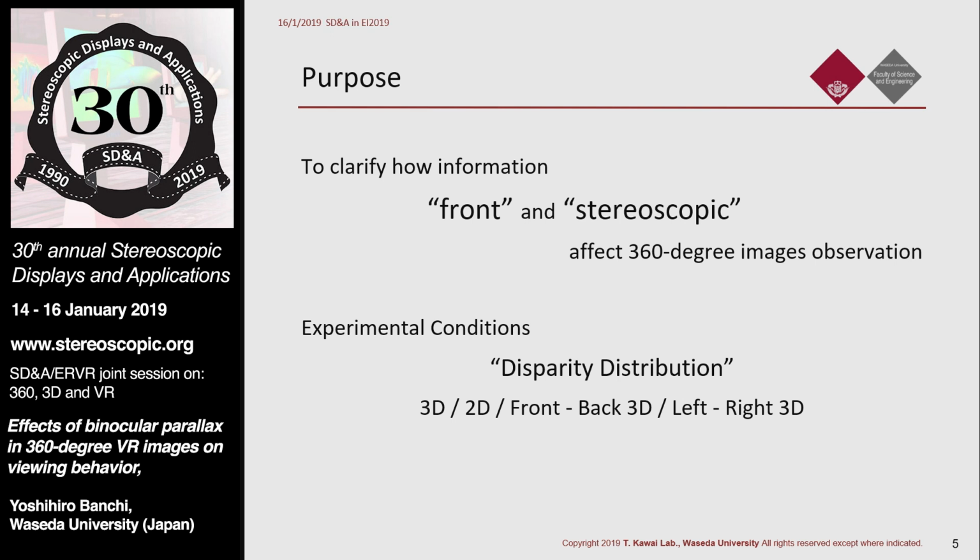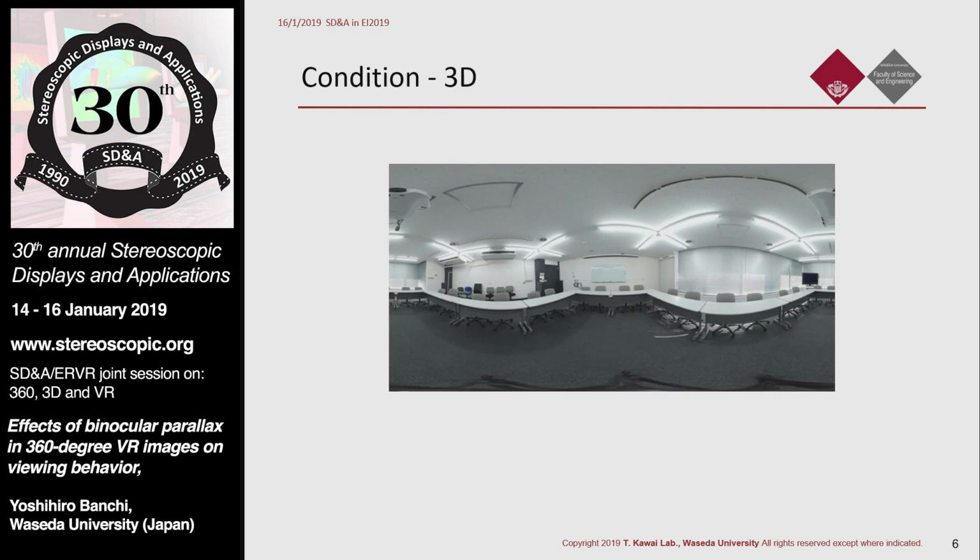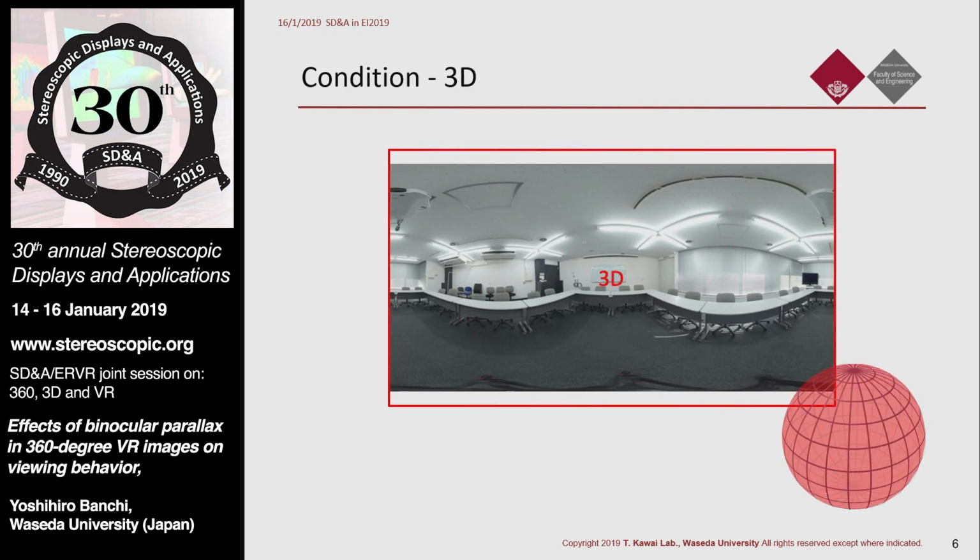Next, the stimulation will be described in detail. The stimulus image of this experiment is the front of the center of the conference room. This stimulus was created using Insta360 Pro. It is capable of shooting in 360-degree and stereoscopic images, and it was set as the 3D condition. And in this experiment, the front was taken as a whiteboard.